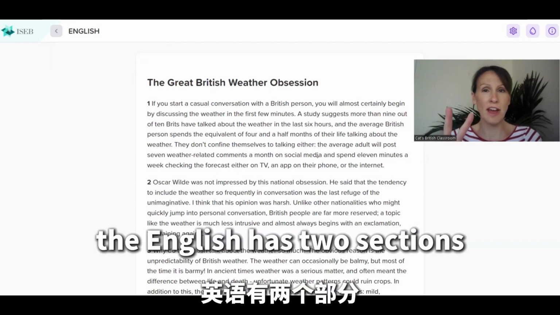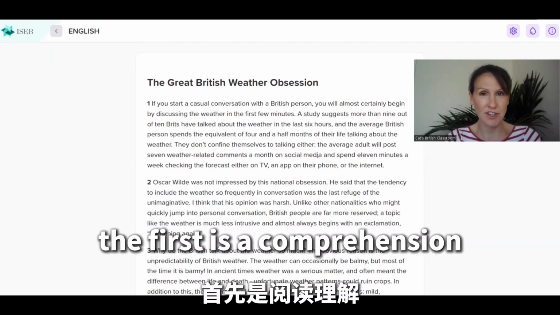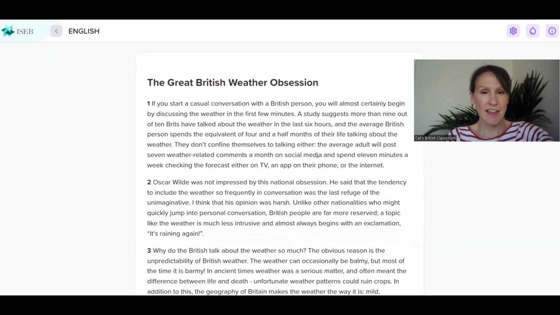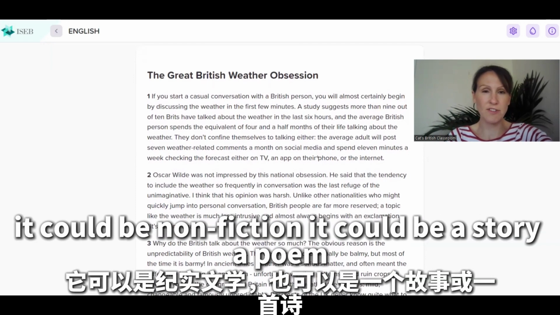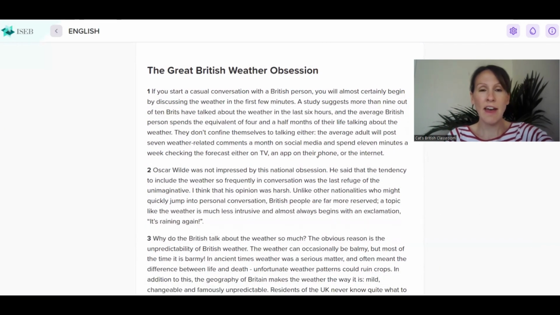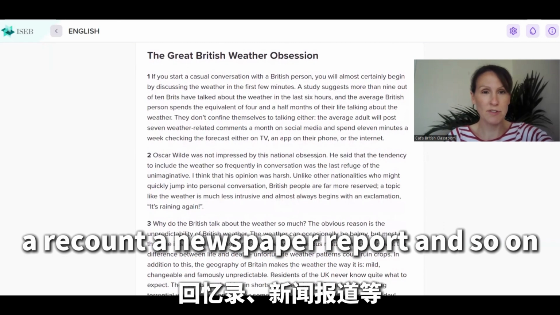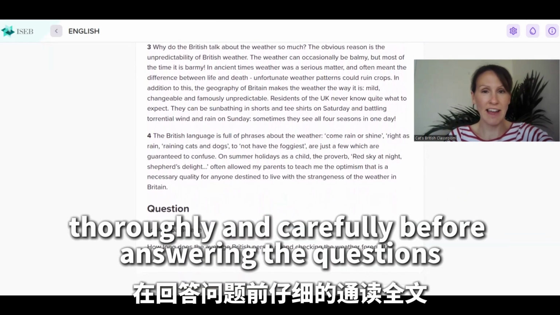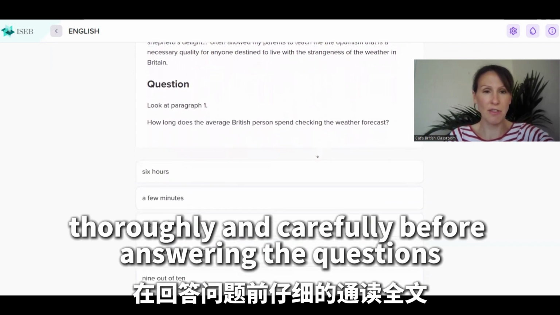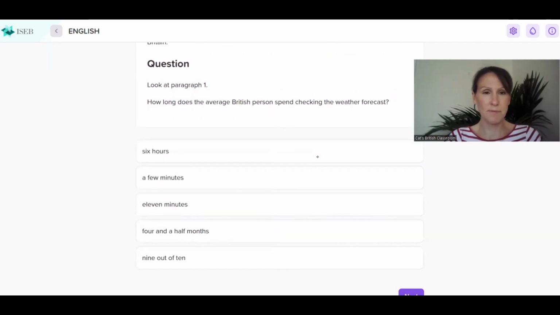The English has two sections. The first is a comprehension. They have the text at the beginning. It could be non-fiction, it could be a story, a poem, a recount, a newspaper report, and so on. I encourage them to read the text thoroughly and carefully before answering the questions.